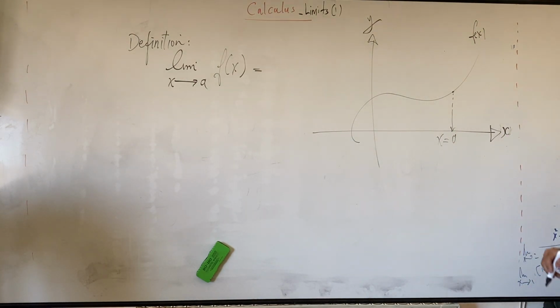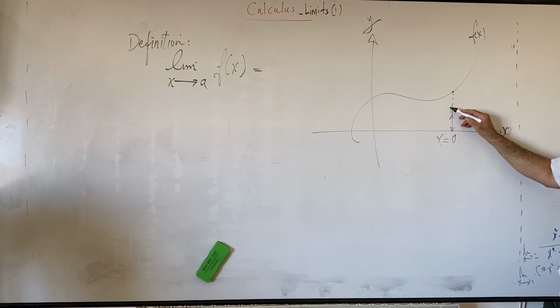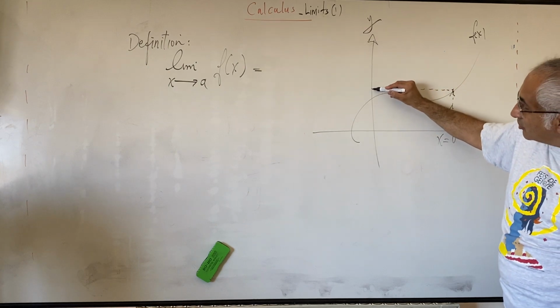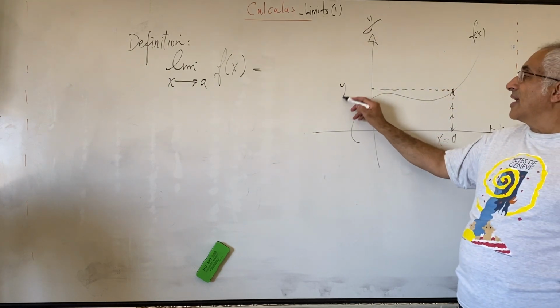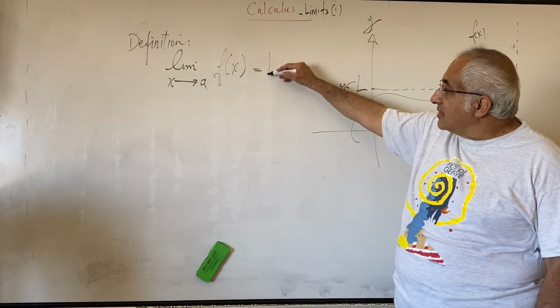So, as I approach x, whether from the left or from the right, you keep going, keep going, keep going. You got the point here, you substitute it in that function, and the answer is going to be y. In this case, the y, I'm going to call it L. All right? That's the basic definition.